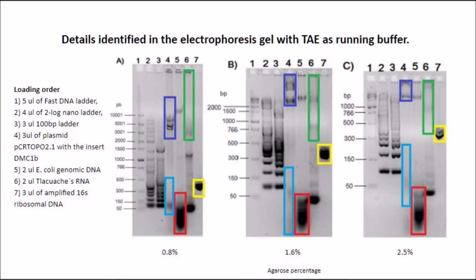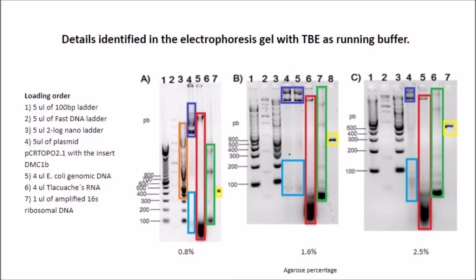In Figure 3, the following details of the electrophoresis with TAE as running buffer are identified. In blue, the different bands obtained from the plasmid are shown. These indicate the presence of different isoforms of the plasmid. And in lighter blue, the contamination of RNA in the sample is shown. In red, the degraded DNA is indicated. In green, the presence of different types of RNA in the sample is shown, and in yellow, the unique band of the PCR amplified product is pointed out.